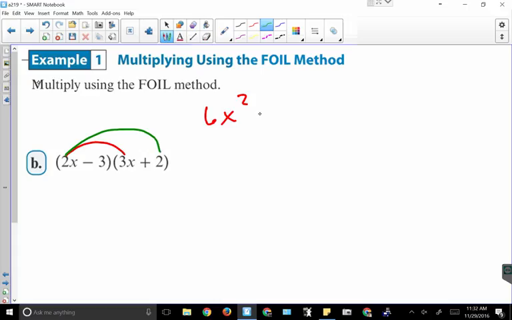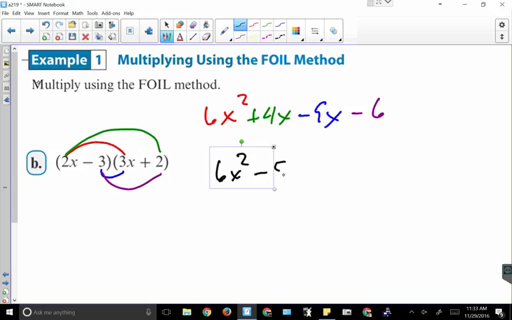Then I've got this. What kind of a 4x? Would it just be plus 4x? Here, minus 9x, and there, minus 6. So when I add like terms together, I end up with 6x squared minus 5x minus 6.